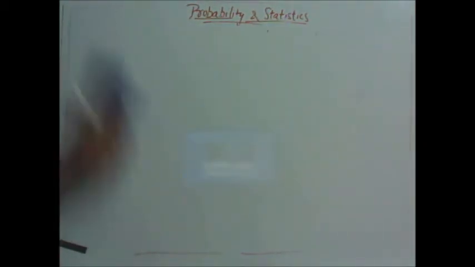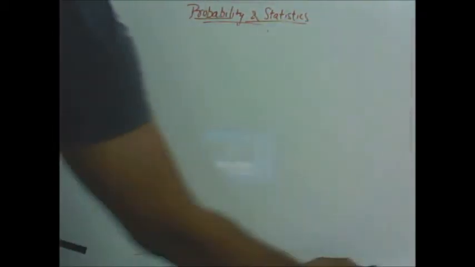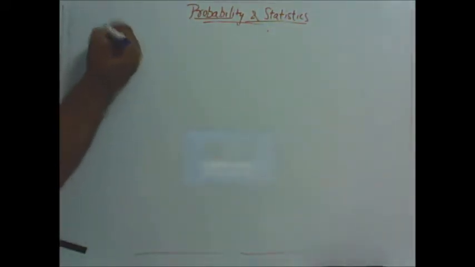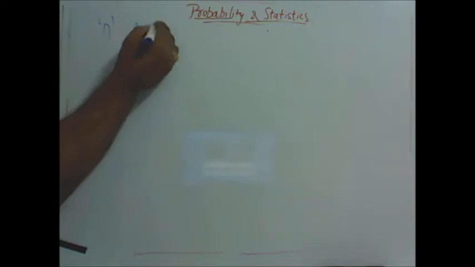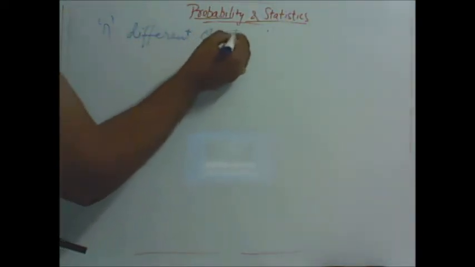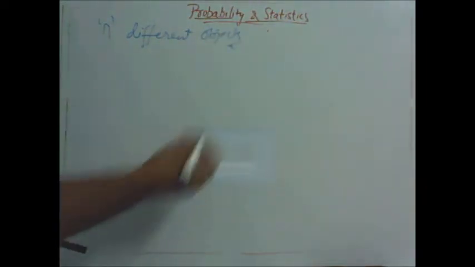Now, there are n different objects, taking r at a time.